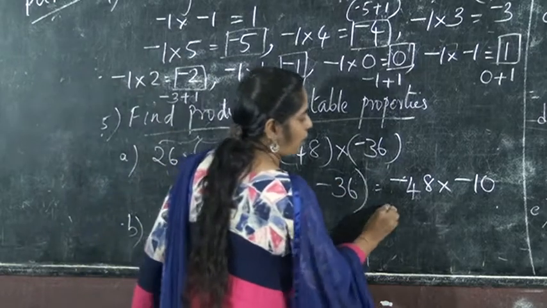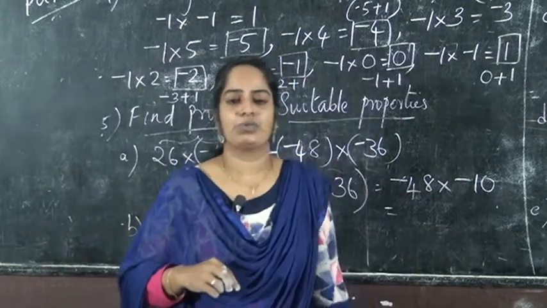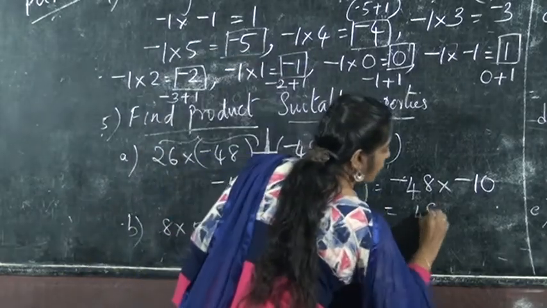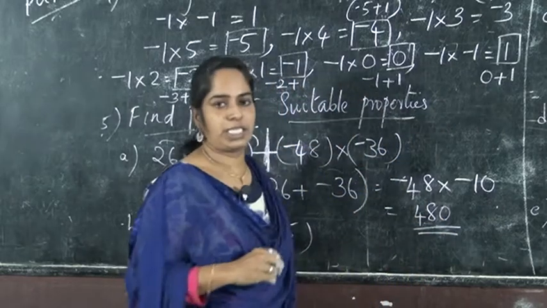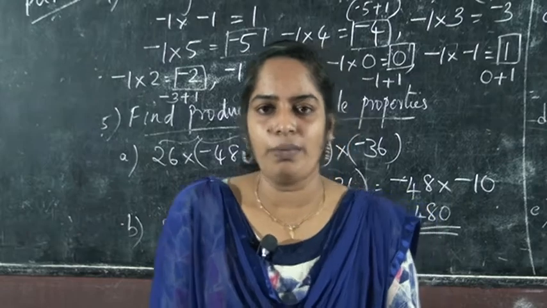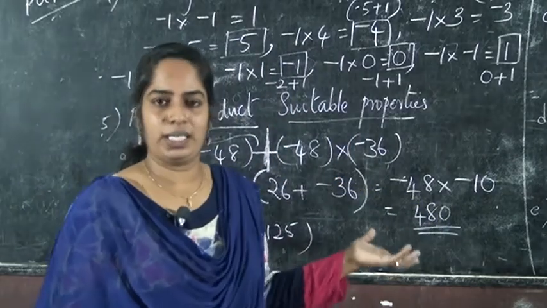So here what is there? Minus into minus, positive. 48 into 10 is what? 480. So it becomes 480. That is a positive value. You all understand that problem? So like that itself, here we are using what? Distributive property, isn't it? We all know that.